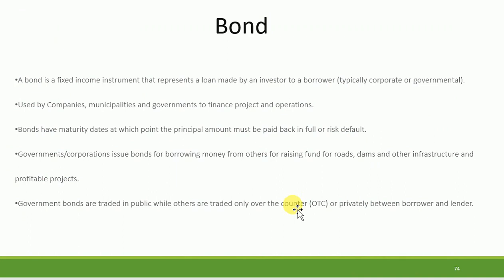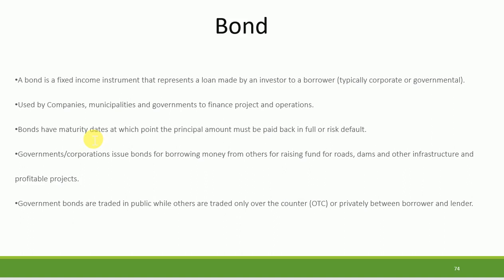bond is something like a share, but a bond is actually giving you a fixed income. That's why it's called a fixed income instrument, right? Which represents a loan made by the investor to a borrower. Usually it is done by the corporations or the government, right? So usually the companies, the firms, government entities, municipalities, all of these are issuing bonds in order to finance a project. For example, they have a road project, they have some other projects, they issue bonds in order to get the project completed on the due date that they have. So bonds actually have maturity dates at which the principal amount must be paid back in full or risk default.